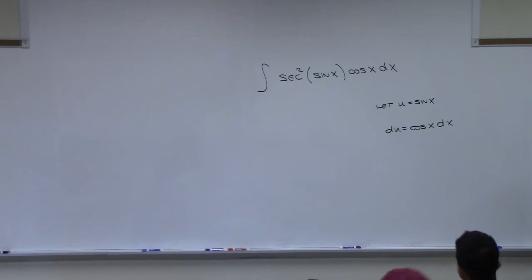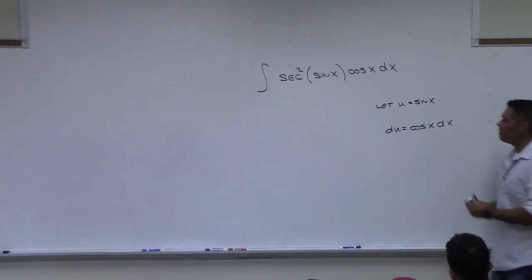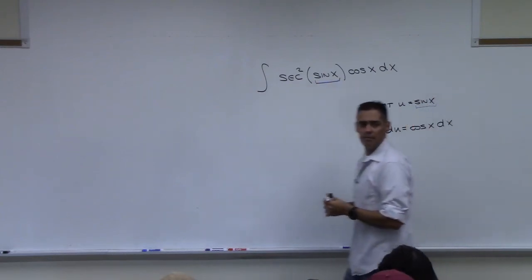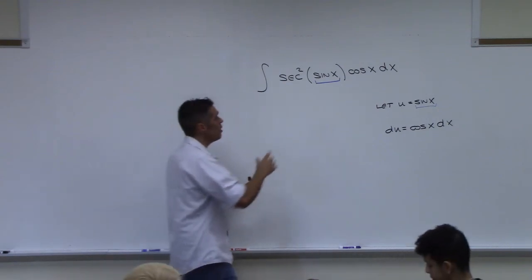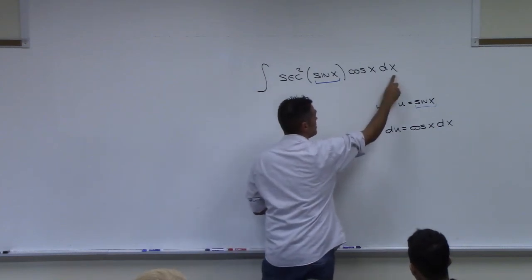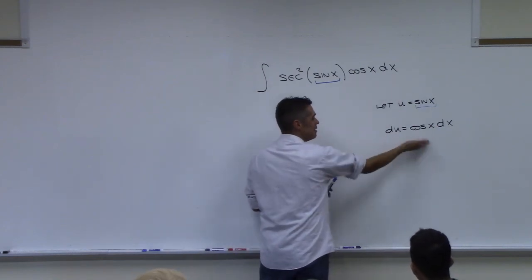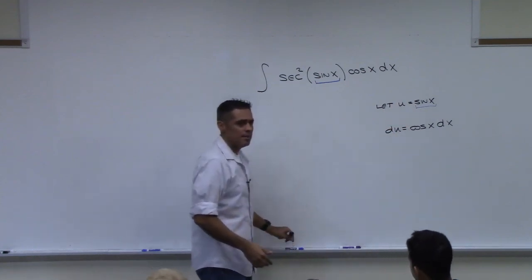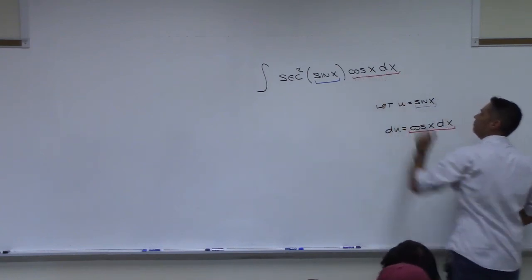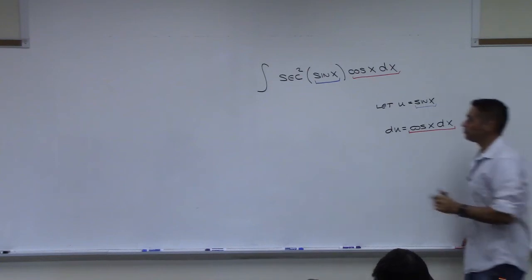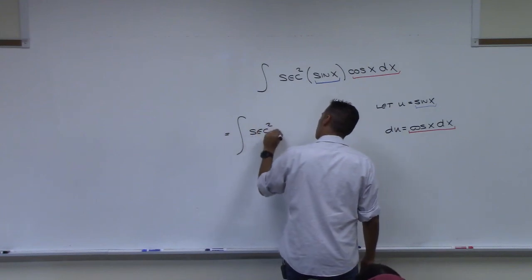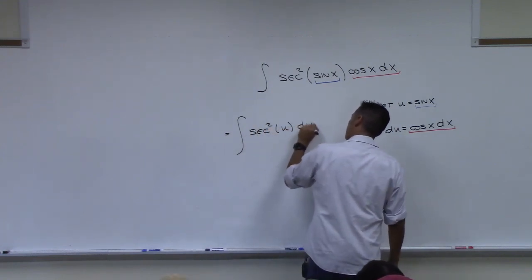And now we try and play this little matching game. I'm going to replace my sine x here with u, right? So the only thing that I really need to worry about, because this will be secant squared u, is to try and figure out what cosine x dx is going to be. But it's right there, right? There's really no work to be done. That matches up exactly. Okay? So now this antiderivative becomes secant squared of u du.